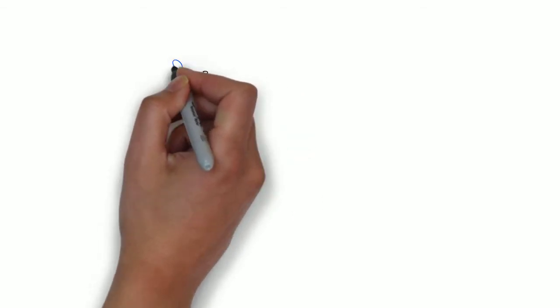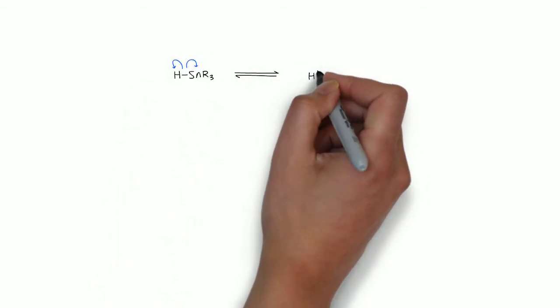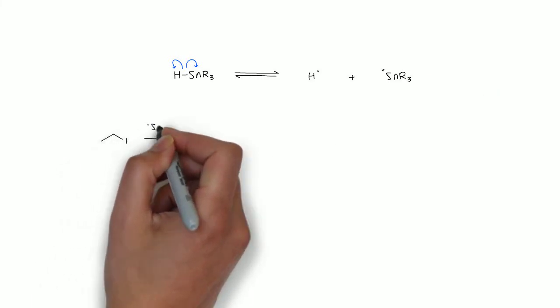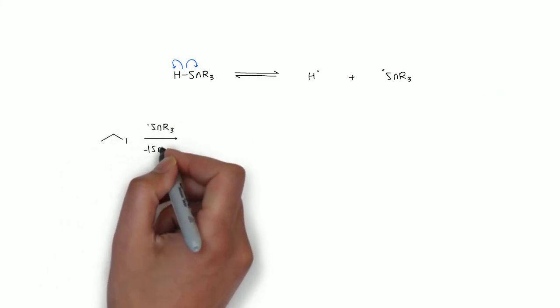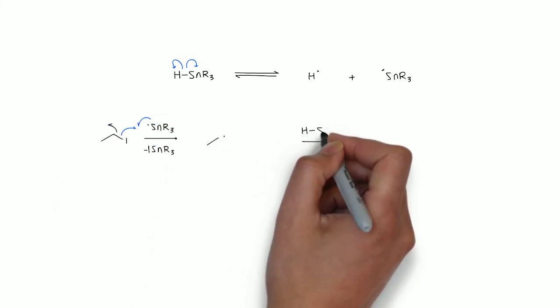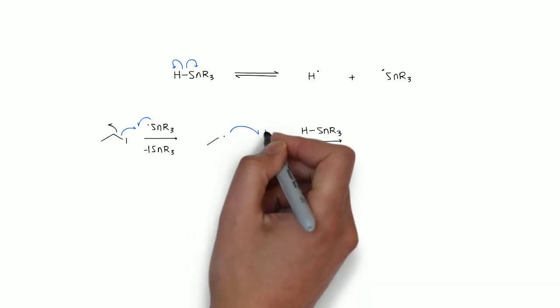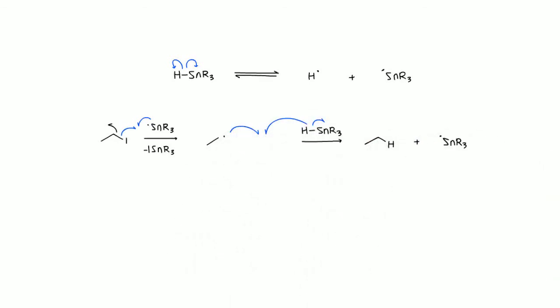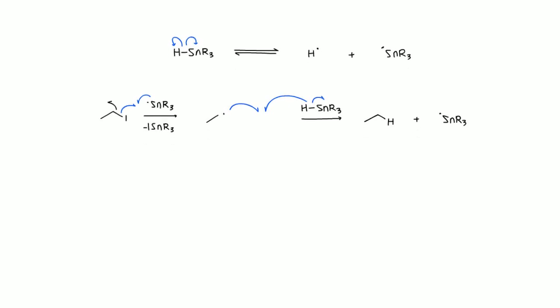Organotin hydrides are a very good way to generate radicals. The tin-hydrogen bond is not very strong, and tin radicals are quite stable. So they tend to undergo homolytic fission to give a hydrogen radical and a tin radical. Tin radicals can abstract iodine atoms from alkyl iodides, or from aryl iodides actually, giving alkyl radicals which can be quenched by a hydrogen from another tin hydride species.